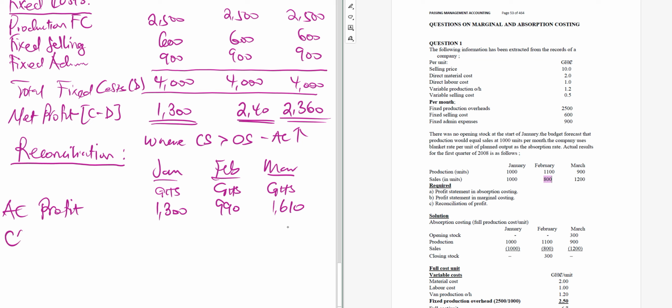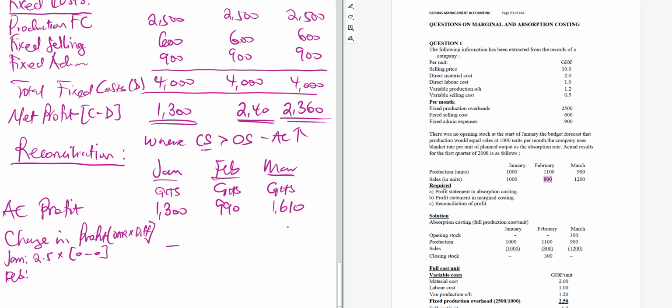Now we need to add the change in profit, or less it, because if closing stock is more, you should understand that. The change in the profit, I told you, is just the OAR times the difference in stock. So when we take January, the OAR we calculated was 2.5, by the change in stock. There was no opening and no closing stock, so it's nil. That means absorption costing profit will be the same as marginal costing profit.